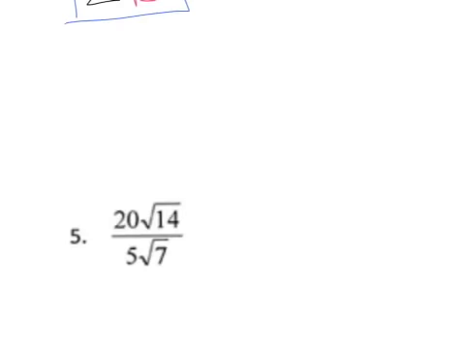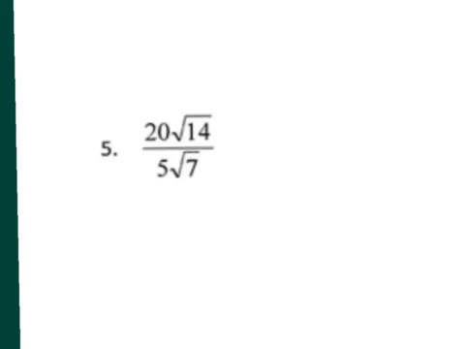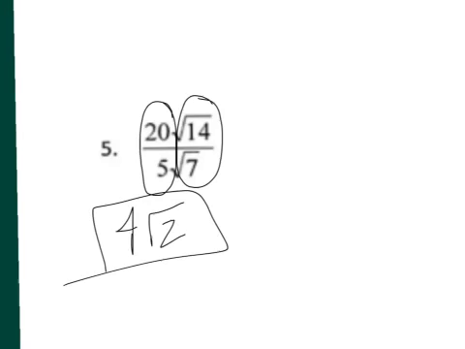The next one, number 5. Now, in this case, we're simply going to divide the coefficients and divide the radicals. So when I divide 20 by 5, I get 4. And when I divide 14 by 7, I get rad 2. And that's my final answer. Now you might be thinking, why are these so easy? Well, they're going to get a little more difficult.